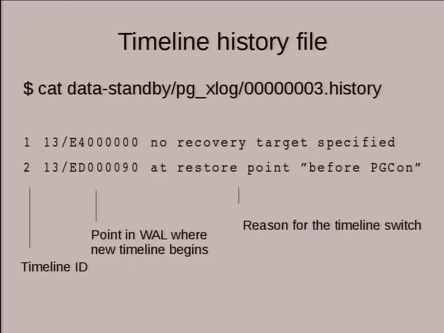So every time the system switches to a new timeline, it will copy the old history file for the previous timeline and append one more row to it. So you can see this is the timeline it forked from. And you can see that this file is named 3.history, which means this is the timeline history file for timeline number three. And what it means is that the previous timeline was 2, where this forked from. And you have here the location in the transaction log where that happened.